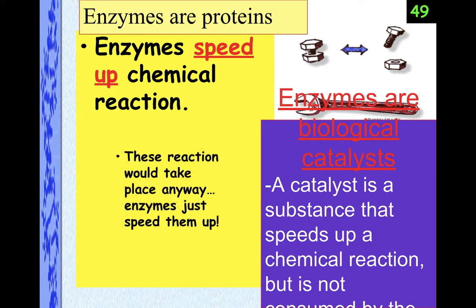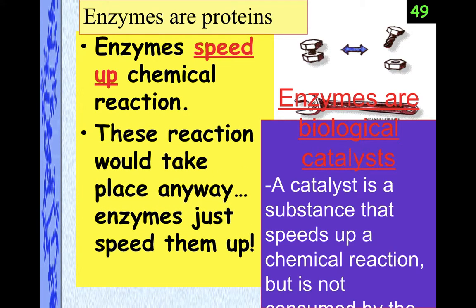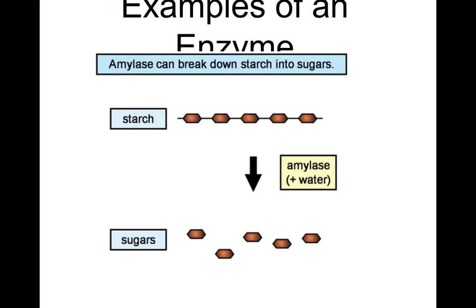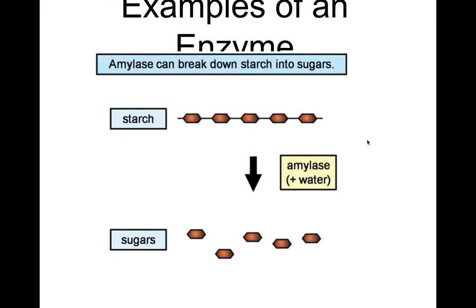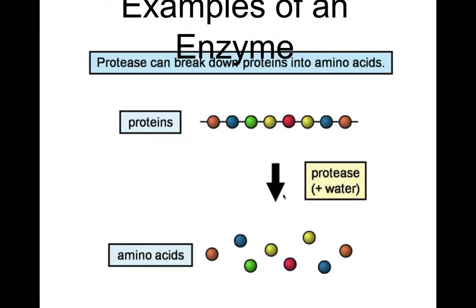So enzymes speed up chemical reactions. A lot of these biological reactions that they speed up would take place anyways. They just happen far too slowly. So this is what we did in class, right? We looked at amylase, which is found in your saliva. It can break down sugars, starch, into component sugars. There's the enzyme protease, which breaks down proteins into constituent amino acids.